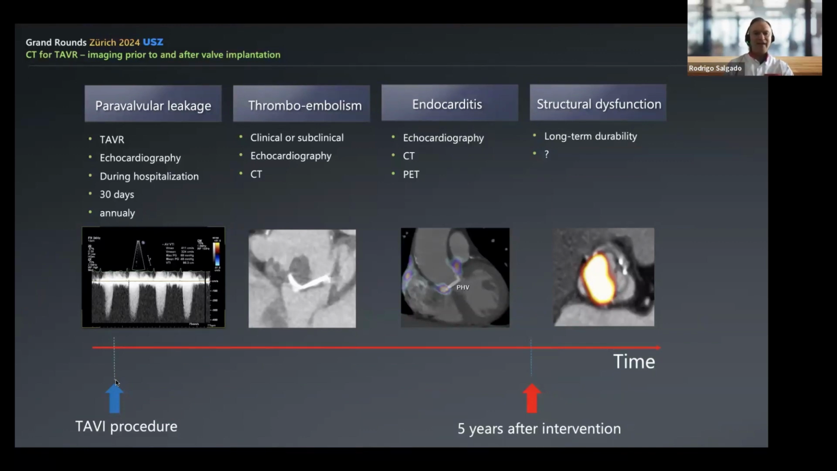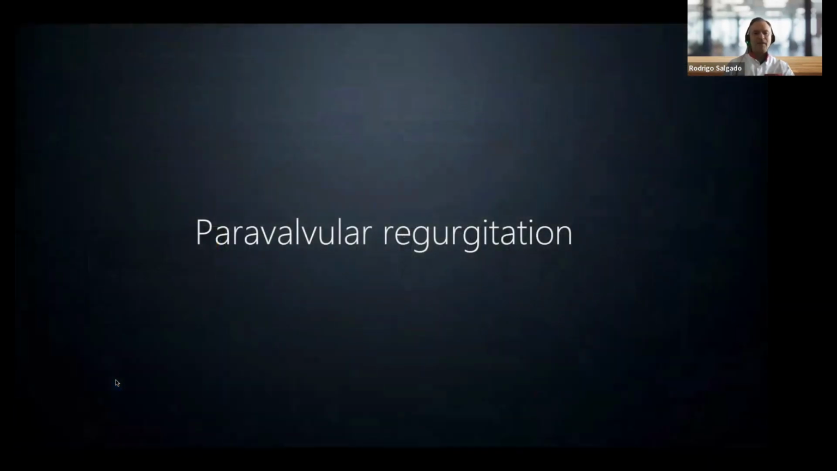But we also have thromboembolism. Thrombosis can occur at any time. We have, of course, the risk of endocarditis. And then finally, and this is a very important point for the future, we have structural valve dysfunction. Now, let's have a closer look.